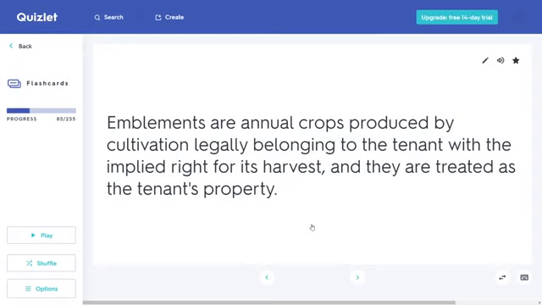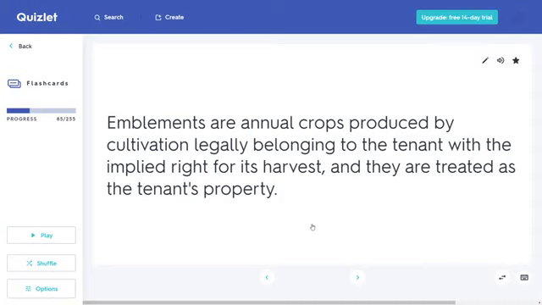So this is a super specific term, but it does come up on the exam because there are a lot of terms that start with E that you need to know for the exam, and this is of course one of them.